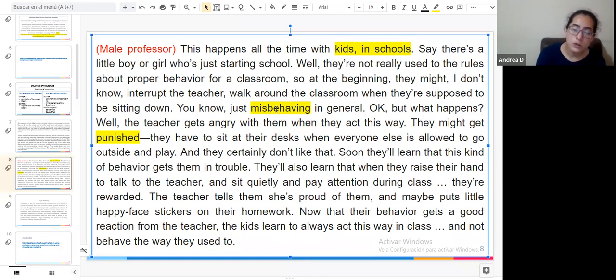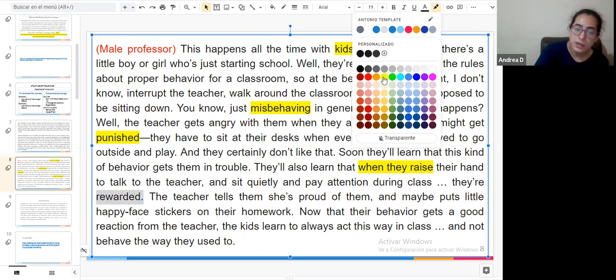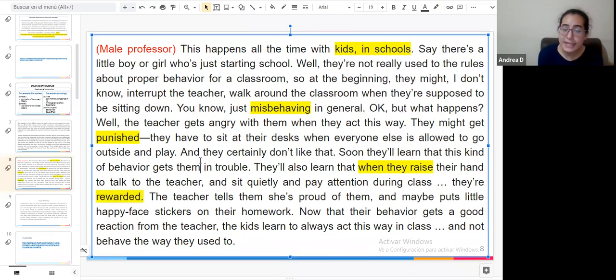And then they also know that when they behave properly, when they behave the way they should in class, so they raise their hand, they sit quietly, they pay attention, then the consequence of that is that they get rewarded, right? So they get rewarded by the teacher. And now the interesting part, the most important part, I would say, is how these kids change their behavior, right? So now that their behavior gets a good reaction, they learn how to act. So they act that way always in class.